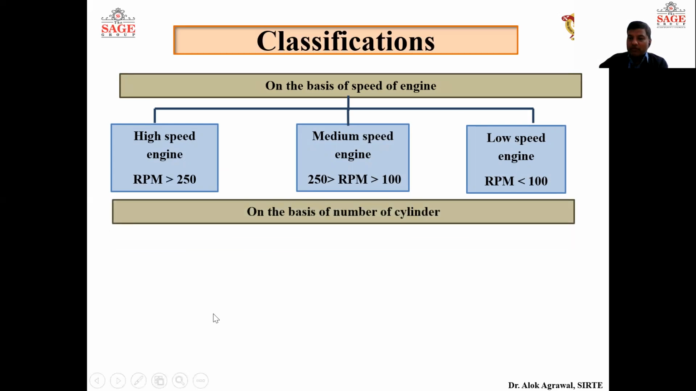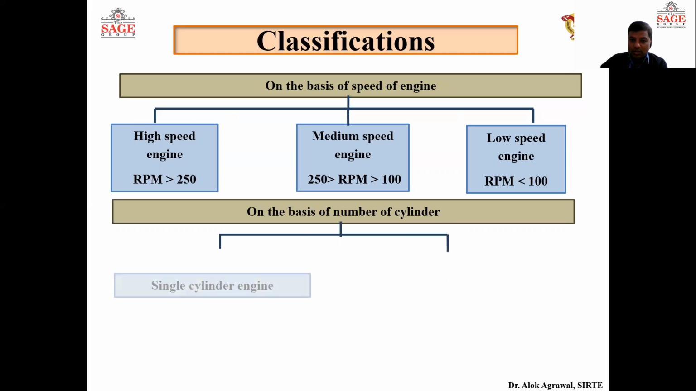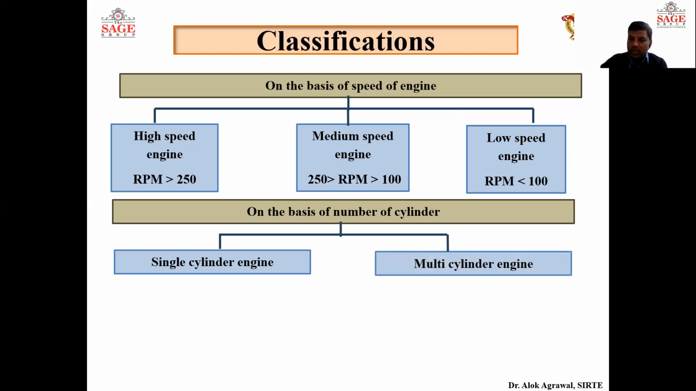Again, on the basis of number of cylinders. In an internal combustion engine, there has to be one cylinder and one piston. So on the basis of how many cylinders comprise an engine, we differentiate it as single cylinder engine or multi-cylinder engine. If that engine consists of one cylinder piston arrangement, we call it a single cylinder engine. And if that engine consists of more than one cylinder piston arrangement, we call it a multi-cylinder engine.